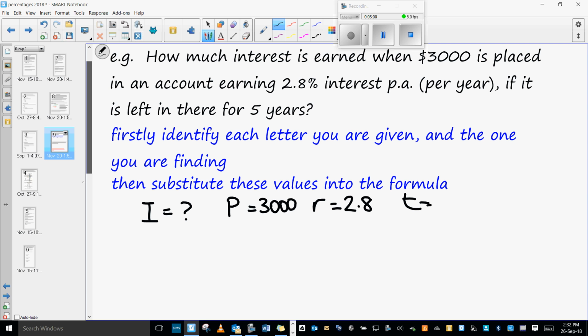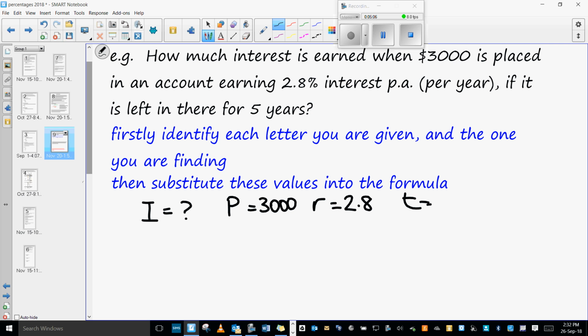And T, what does T represent? Time in years. And so for this question, what's that value? 5. Awesome. Okay, we happy with that? Because that's what they've asked us to calculate. So whenever we're doing this, there'll be something that's got a question mark next to it. So for this particular question, it's the I.